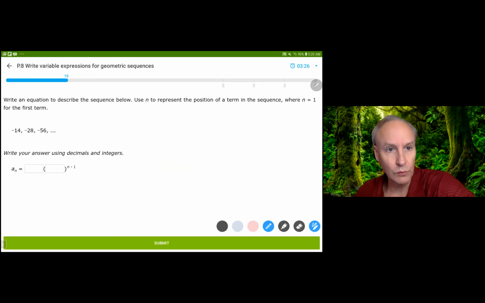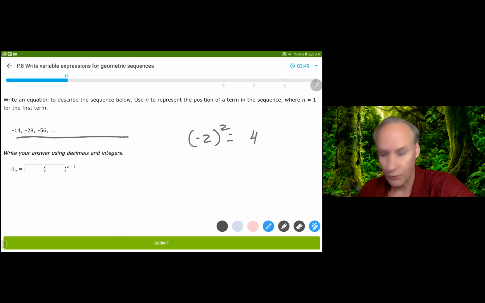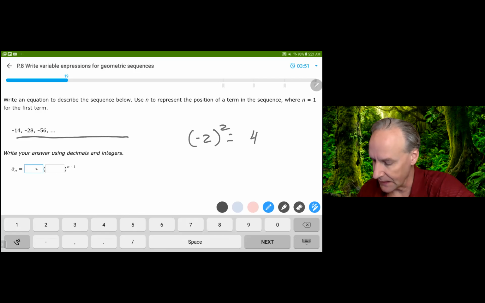In this case, we're dealing with negative, negative, negative, negative. It's not alternating. If we were taking a negative to a power, it would alternate negative and positive, because even powers like negative 2 to the second power is positive 4, which is why they would alternate. But in this particular case, they're just negative, negative, negative, negative, negative, which is why our a sub n is negative 14. That's our first term.